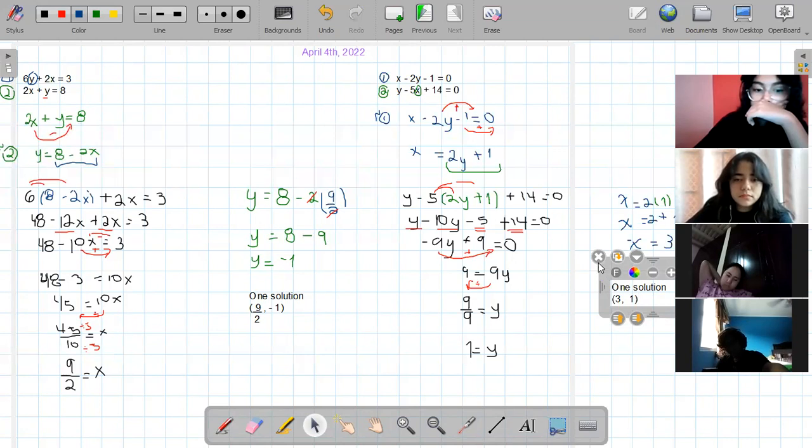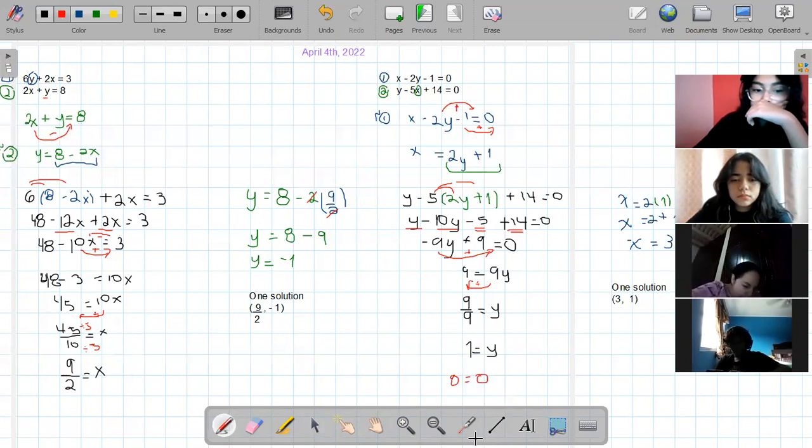Now, how would you have infinitely many solutions? Okay, just an example of how you would get infinitely many solutions. If you get, for example, 0 equals to 0, that is infinitely many solutions. Okay, or you get 1 equals to 1, that is infinitely many solutions.